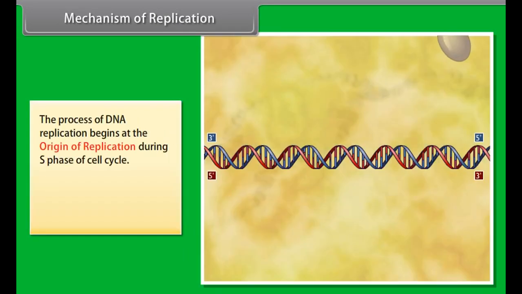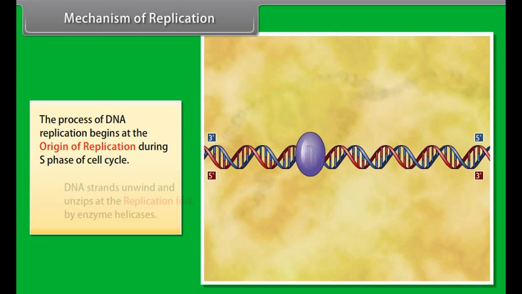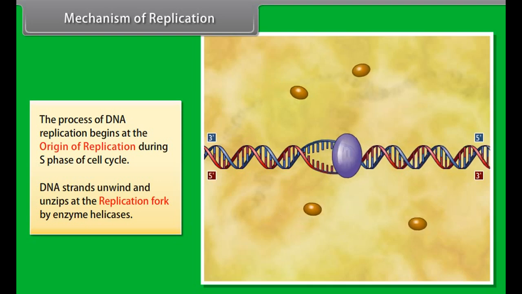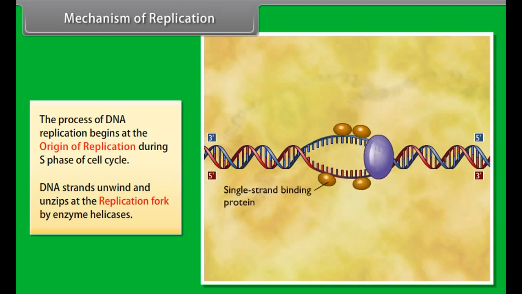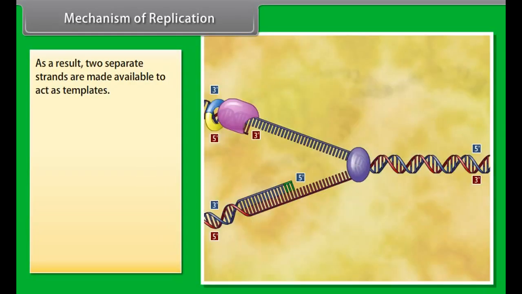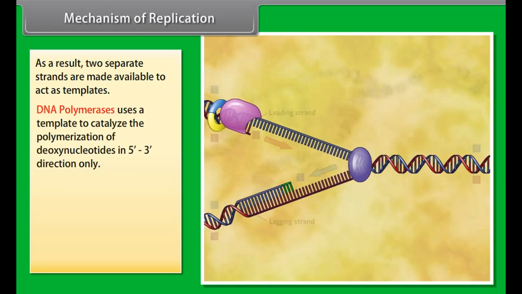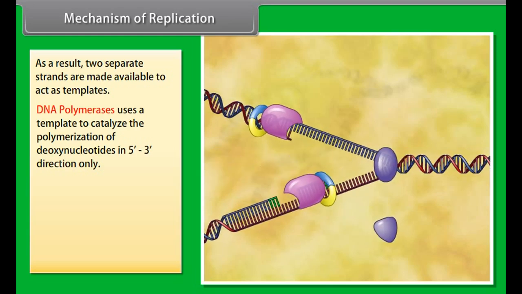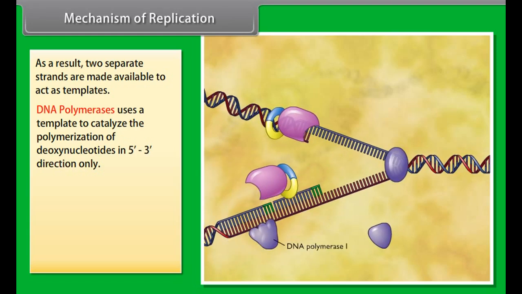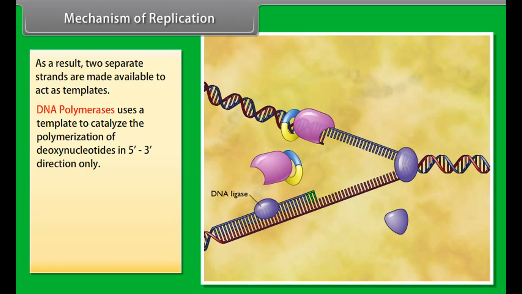Mechanism of replication. The process of DNA replication begins at the origin of replication during S phase of cell cycle. DNA strands unwind and unzip at the replication fork by enzyme helicases. As a result, two separate strands are made available to act as templates. DNA polymerases use a template to catalyze the polymerization of deoxynucleotides in 5' to 3' direction only.